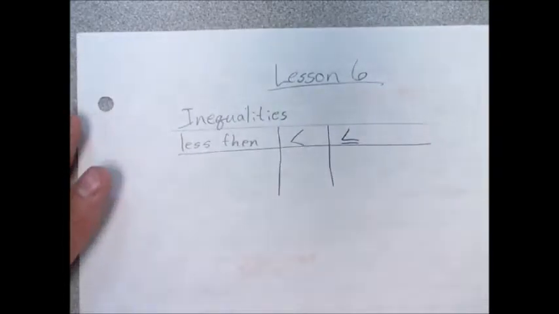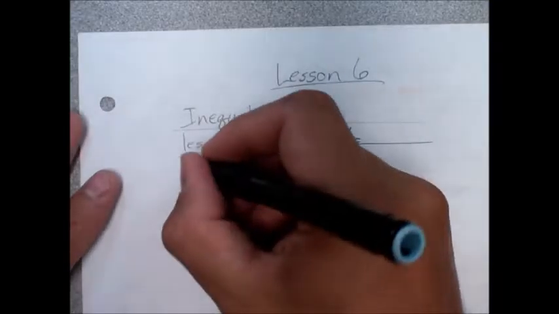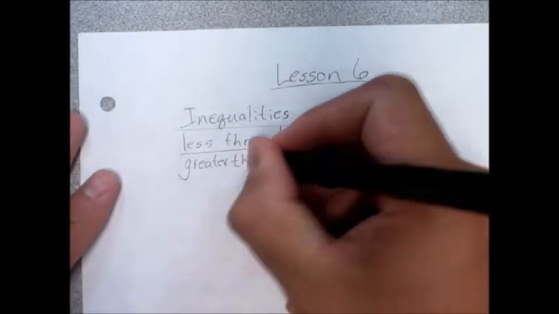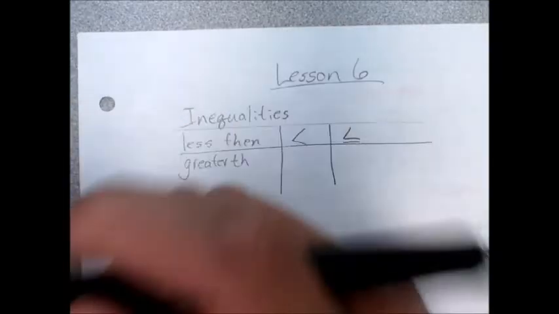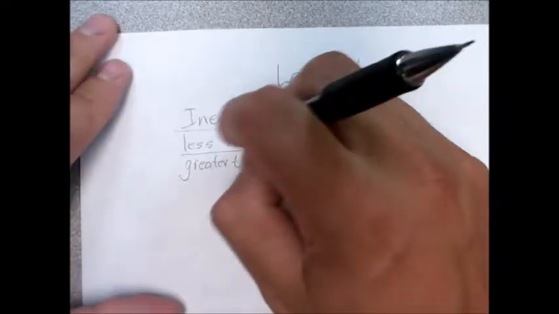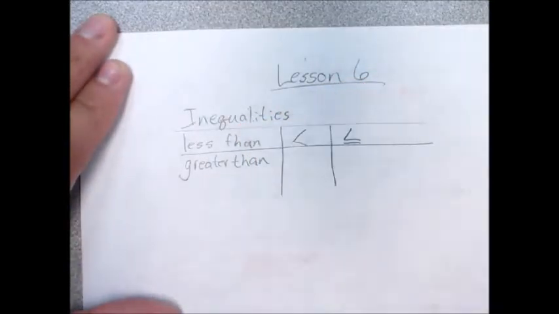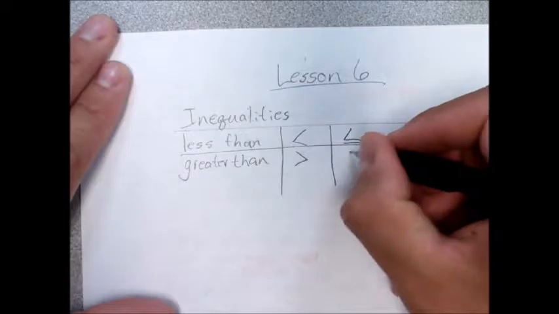I know this. Oh, I know this one. Then you have a greater than. Oh, well, I put less than. It's greater than, which is just an arrow basically pointing to the right.